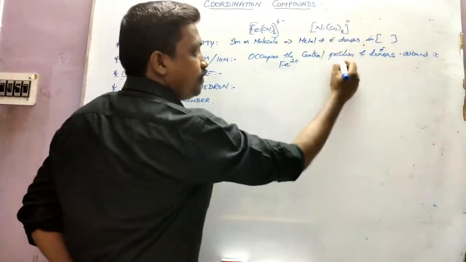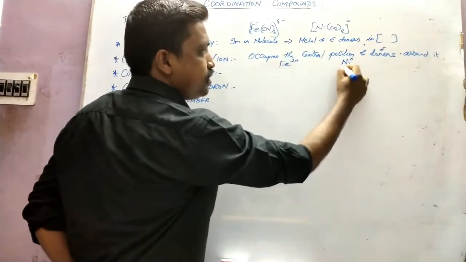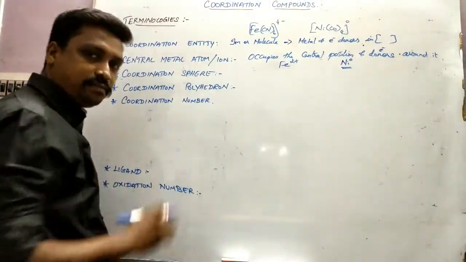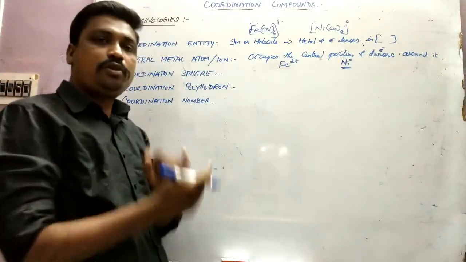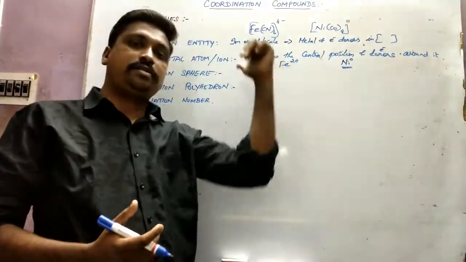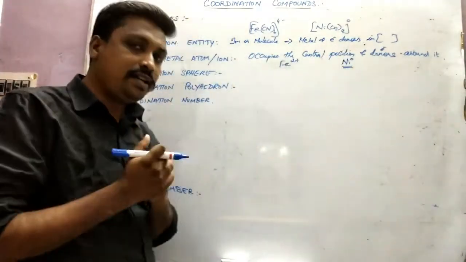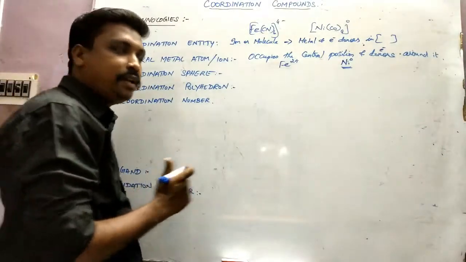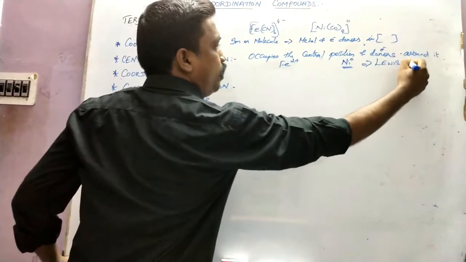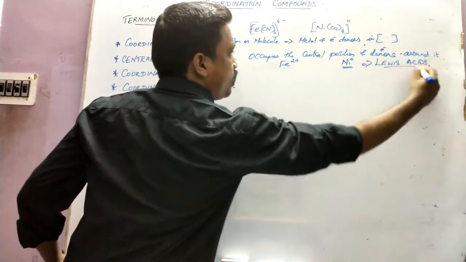Here the charge of nickel is 0. Nickel is in 0 oxidation state, so it is called a central metal atom. Okay, right. What is its main role in a complex? It accepts electrons from those donors. What are those that accept electrons called? They are called Lewis acids. That is the important point here.